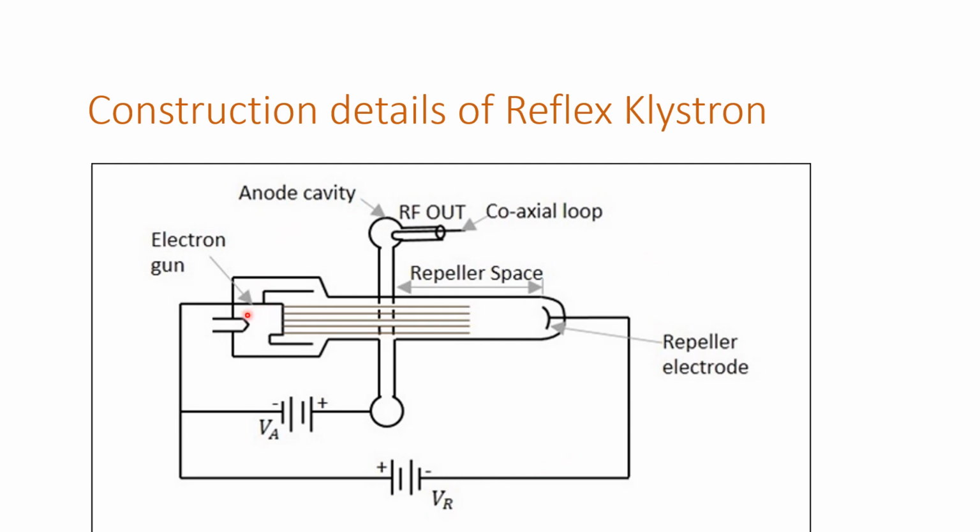The electron gun emits the electron beam which passes through the gap in the anode cavity. These electrons travel towards the repeller electrode, which is connected to the negative potential of the repeller voltage. Due to the negative field, the electrons are repelled back to the anode cavity. During this return journey, the electrons give more energy to the gap, and these oscillations are sustained.